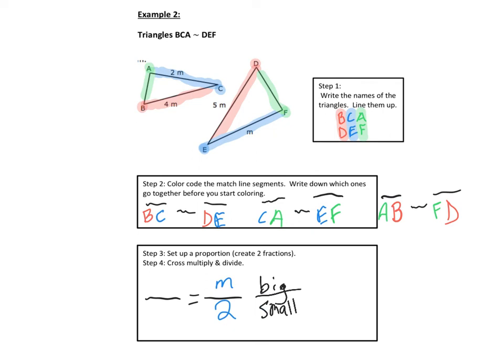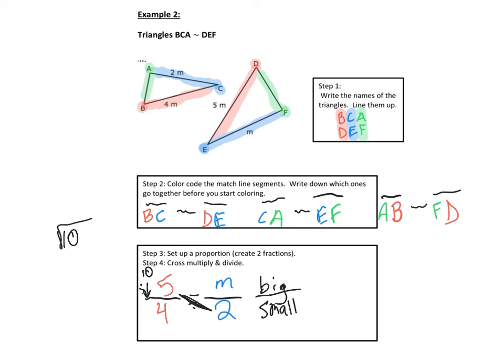Now let's see if we can figure out that red side. 5 is in the big triangle, so it goes up top. 4 is in the small triangle, so it goes below it. Now we just need to cross multiply and divide. 5 times 2 is 10. Then we have to do 10 divided by 4. Let's go out to the side and figure that out.